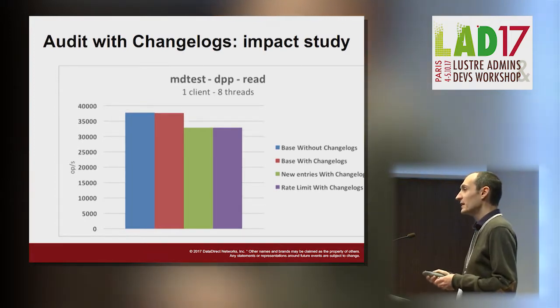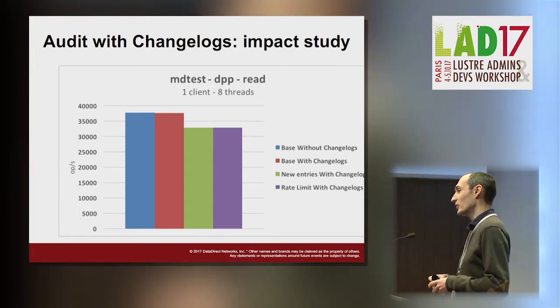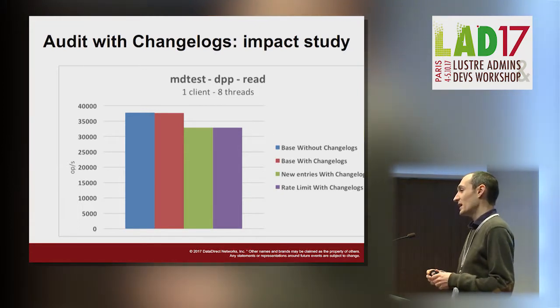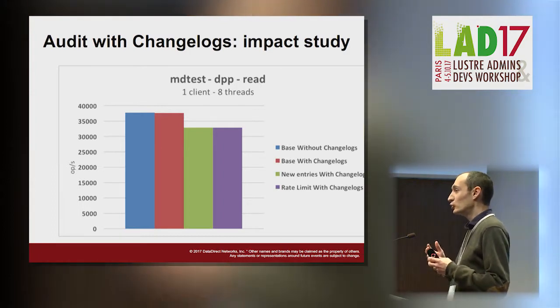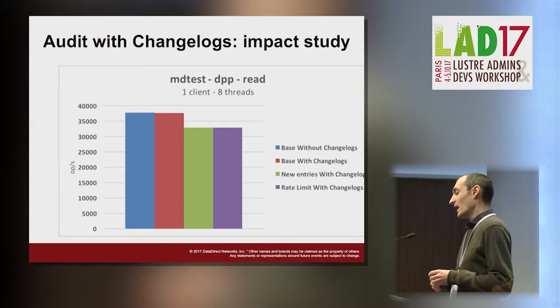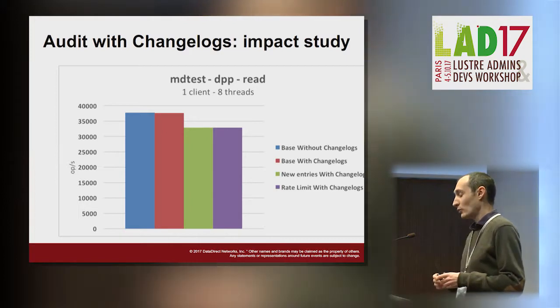Okay, so for read, when we activate the basic changelogs feature, there is no performance difference because there is no changelog entry written into the changelogs. When we activate the full audit facility, we write 2 changelog entries, one for open and one for close every time. So we have a 13–14% performance drop in this case.